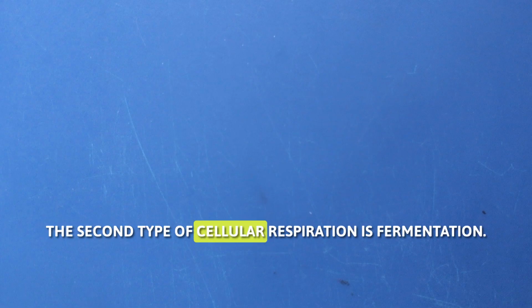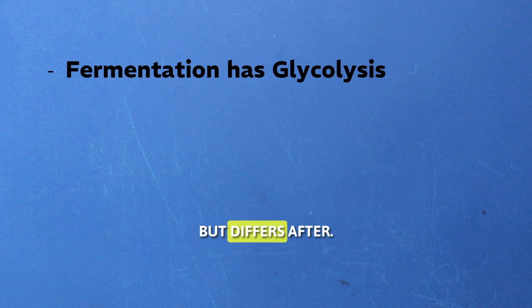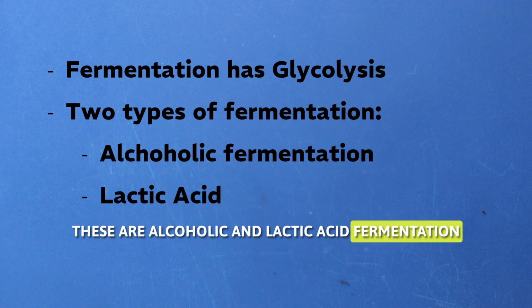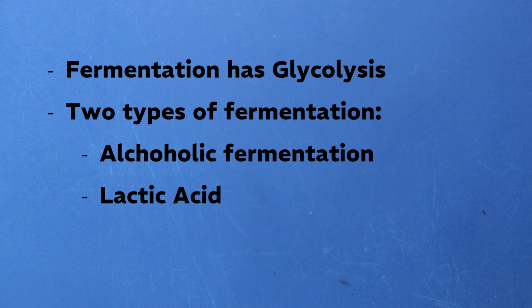The second type of cellular respiration is fermentation. Fermentation has the first step of aerobic respiration but differs after. There are 2 types of fermentation. These are alcoholic and lactic acid. Fermentation needs to restore NADH to NAD+ without oxygen.